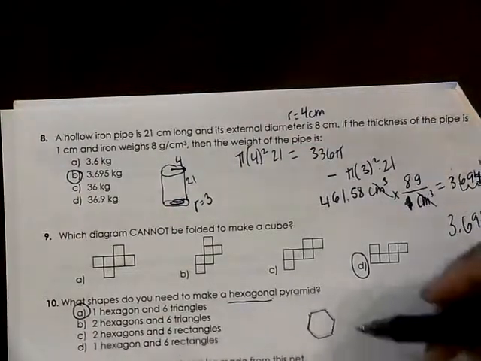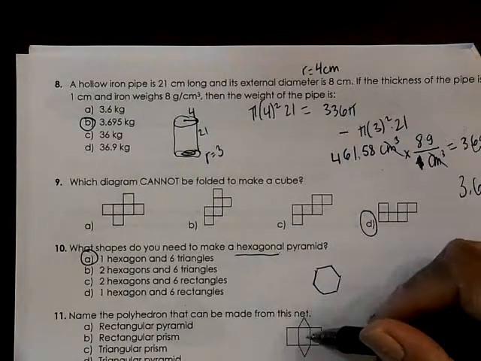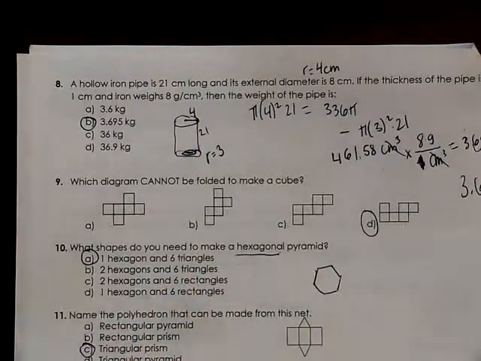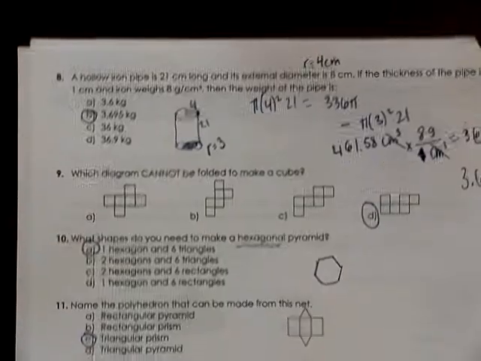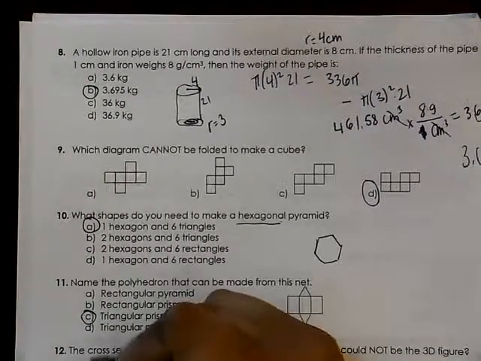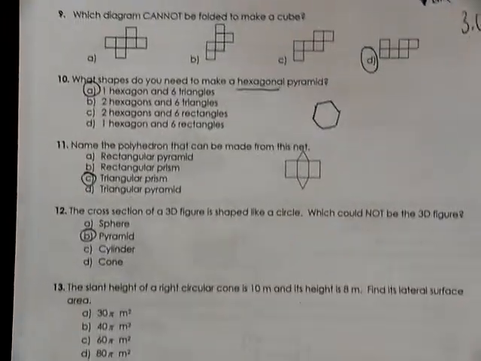The next one says name the polyhedron that can be made from this net. 2 parallel triangles, so that means it's got to be a prism, and specifically a triangular prism. So that's C. The cross-section of a 3D figure is shaped like a circle, which could not be the 3D figure. So if it's a circle, the only one that doesn't have circles to it is a pyramid, because there's only polygons present on that one.